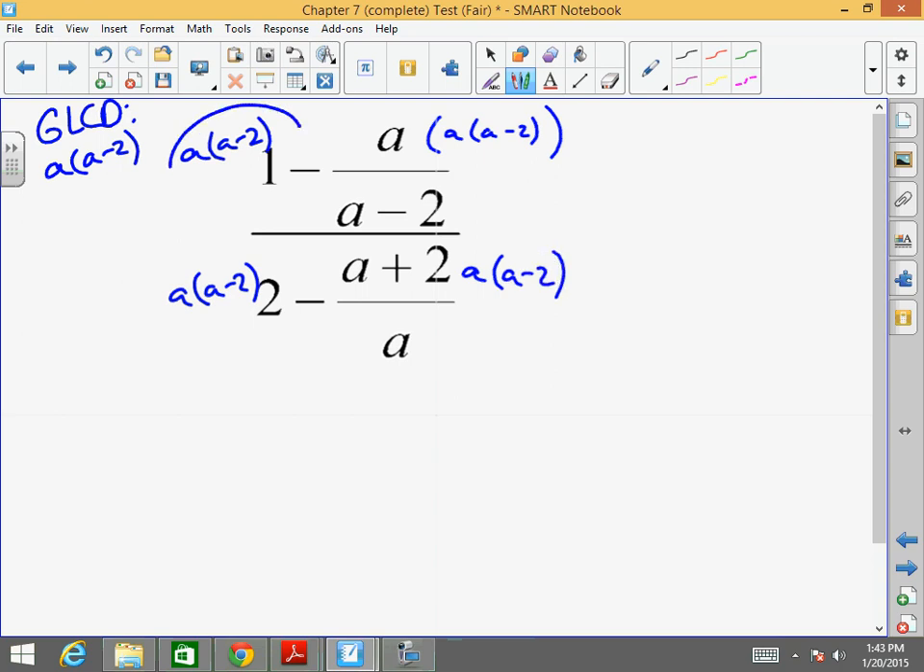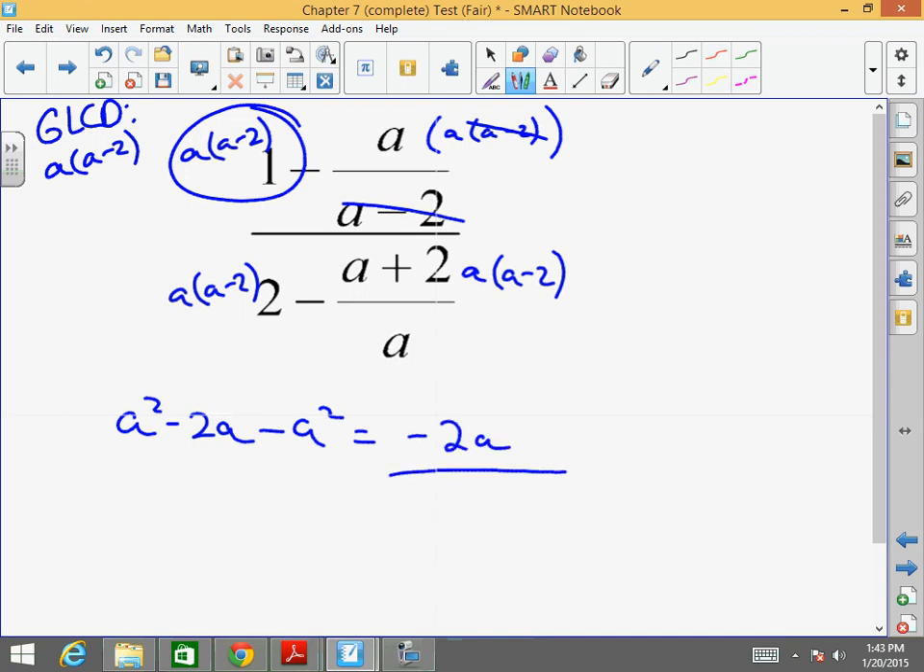So, okay, this one right here, we got a squared minus 2a. Nothing we can do about that. But here I can cancel out the a minus 2's, so I got minus a squared, so I have a negative 2a in the numerator. Nice and easy.